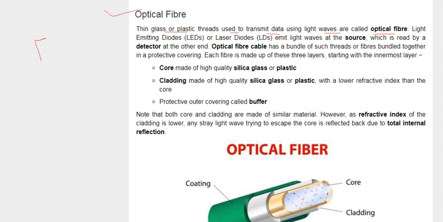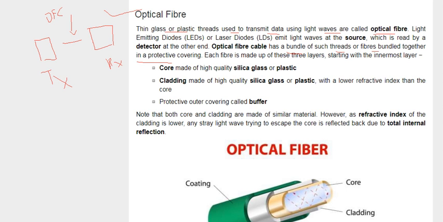Like if we want to transmit data from the transmitter side, and if you use the optical fiber, that is in short called OFC, optical fiber cable. So at the transmitter end you use the LED light or the laser is also used, and at the receiver side the data will be transmitted in the form of light waves. So this is the simple working principle of the optical fiber cables. So the optical fiber cable has a bundle of such threads or fibers bundled together in a protective covering, okay.